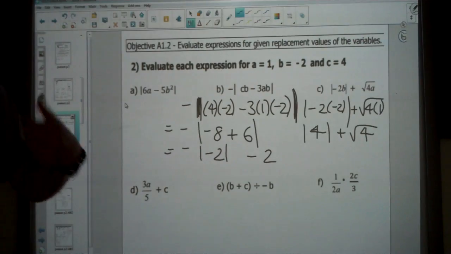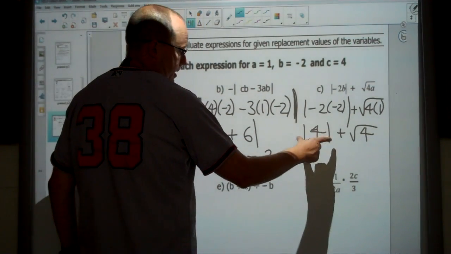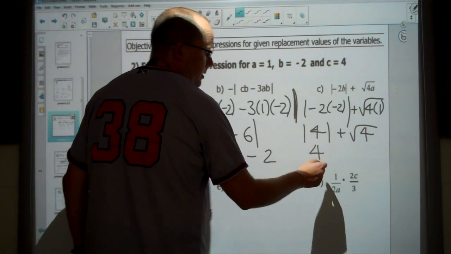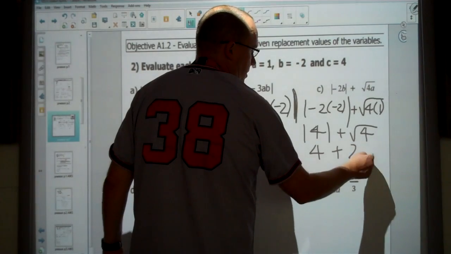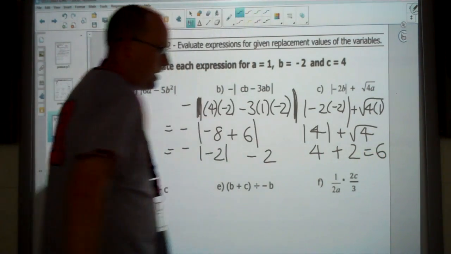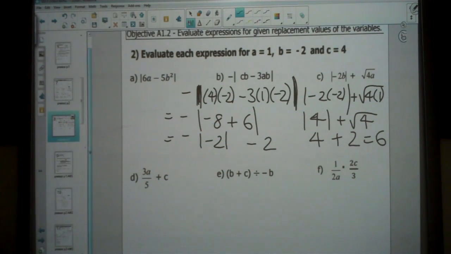As it's inside a grouping symbol, that's why I worked that one out first, part of my GEMDAS. Then I can work out this thing here. The absolute value of 4 is just 4, because it stays positive. And the square root of 4 is 2, because 2 times 2 is 4. And then when I add those two things together, I should end up with 6.